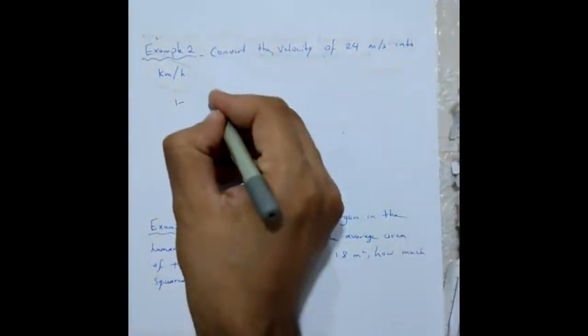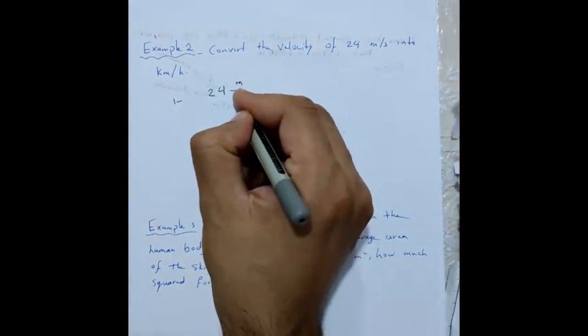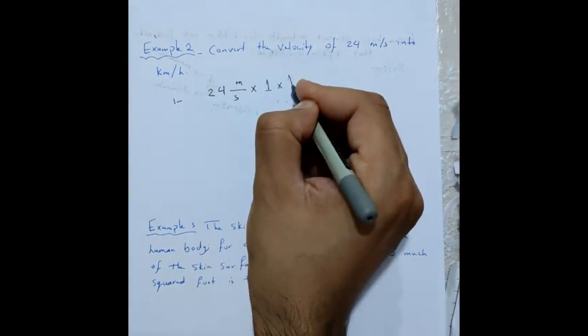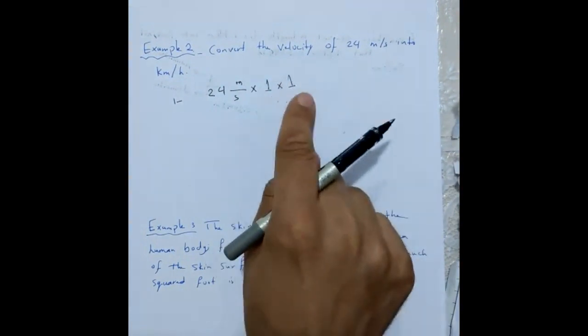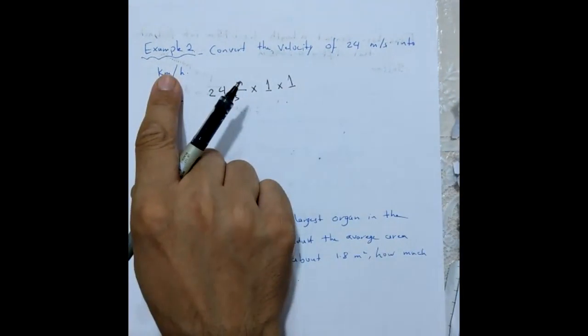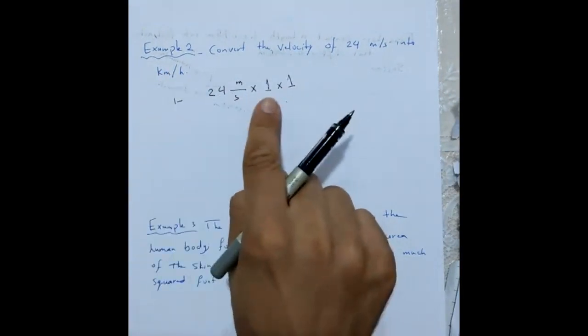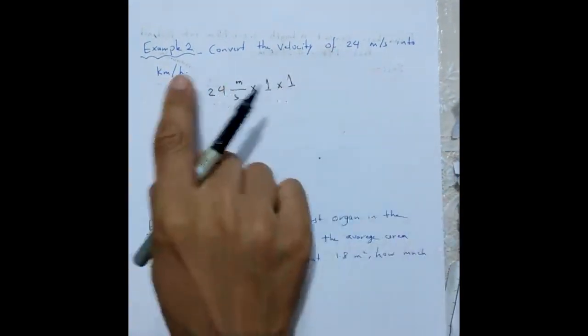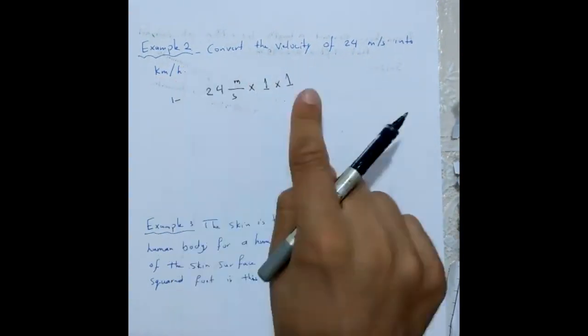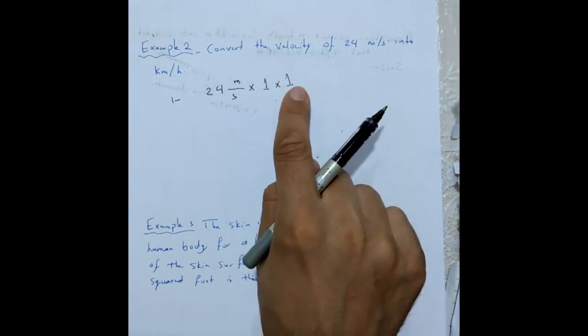So I have 24 meter per second, multiply by 1 and multiply by another 1. Why are we multiplying by two ones? Because I have meter and I want to transfer to kilometer. So this is one transfer, from meter to kilometer, and I have from second to what? To hour. So that means I have a second one.